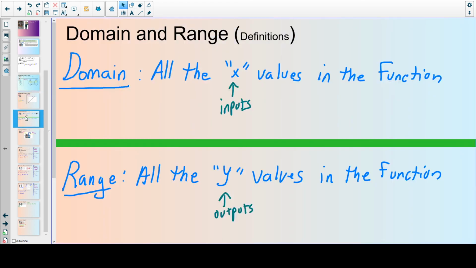The other thing that we learned is what domain and range is. Domain is literally just all the x values, or all the inputs of your function, and the range are just all the y values, or the outputs of your function.